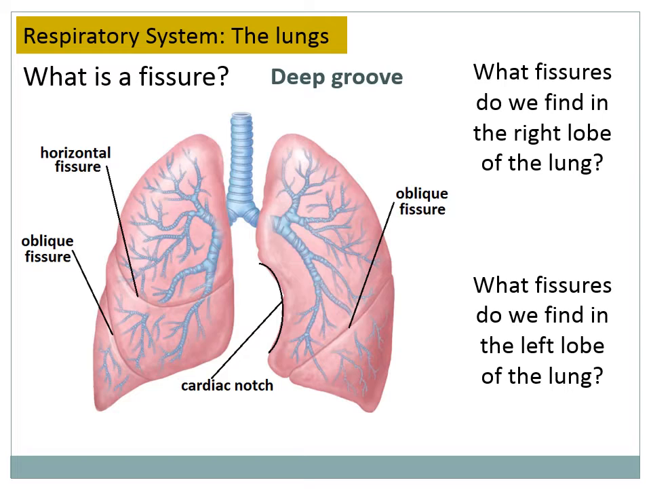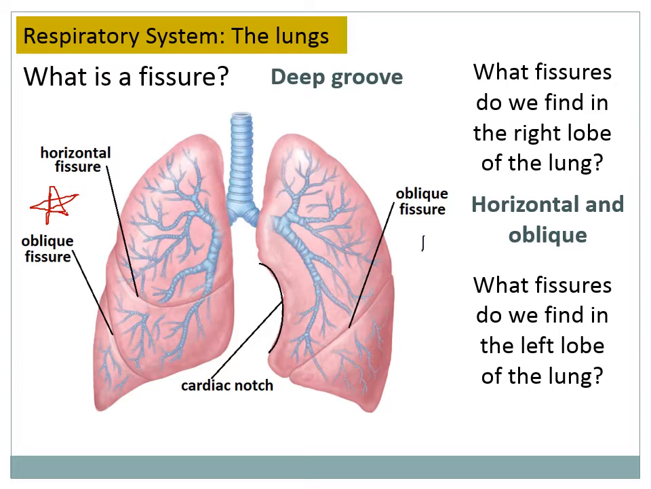What fissures do we find in the right lobe of the lung? Yep, we find both the horizontal fissure and the oblique fissure. Remember where your right side is. Your right side is over here, so we can have that here. That's a beautiful star I just made. So we have over there in the right lobe a horizontal fissure and an oblique fissure. What fissures do we find in the left lobe of the lung?